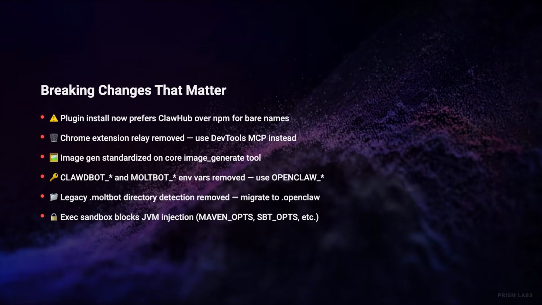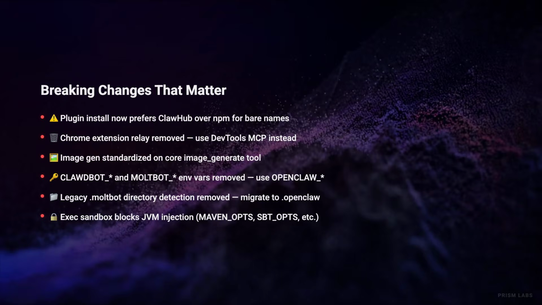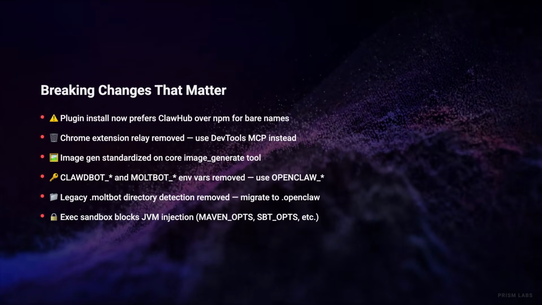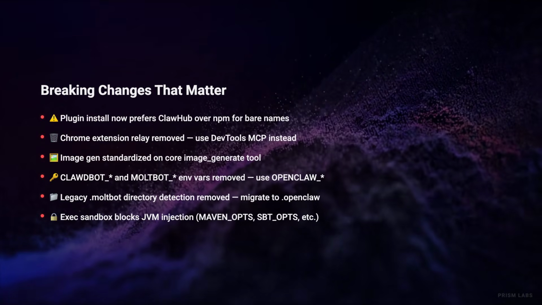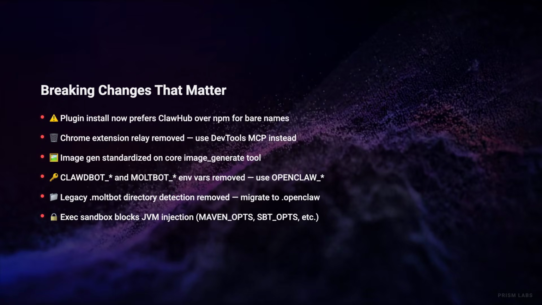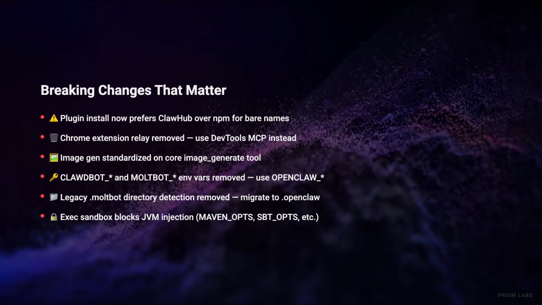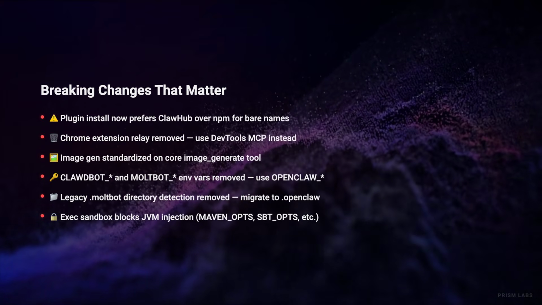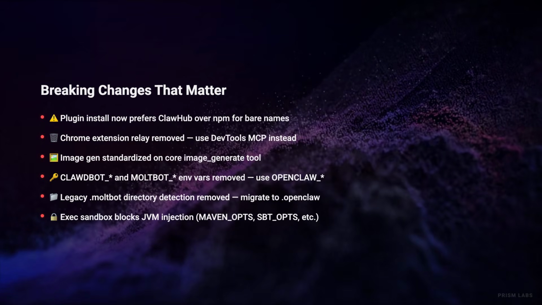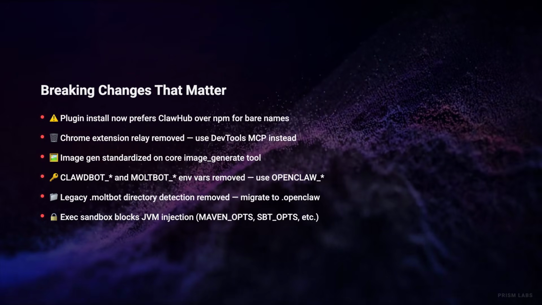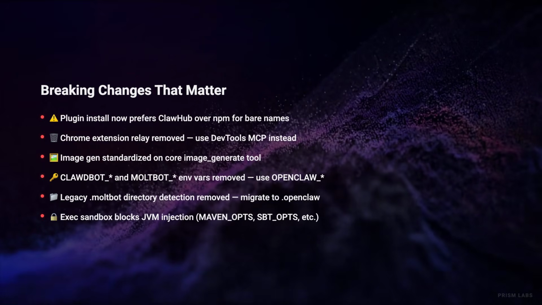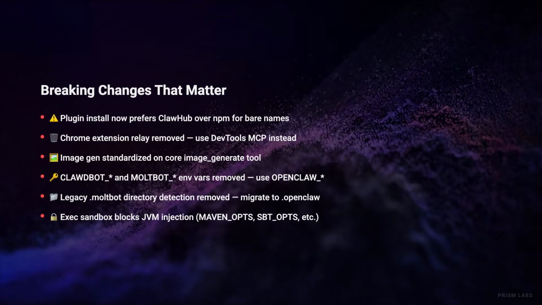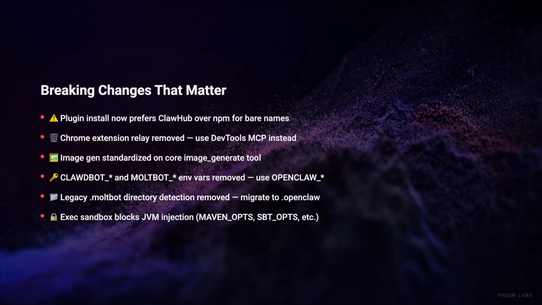Third, image generation has been standardized on the core image_generate tool. The Nano Banana Pro docs and bundled skill wrapper are removed. Fourth, all the old environment variable names from the Clawdbot and Moltbot era are finally gone. If you still have Clawdbot_ or Moltbot_ variables in your environment, they'll be silently ignored now. Use the OpenClaw_ prefix for everything. And fifth, the state directory migration is complete. The legacy .moltbot auto detection is removed. You must be on .openclaw or set the state dir explicitly.